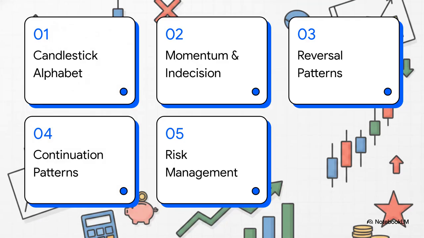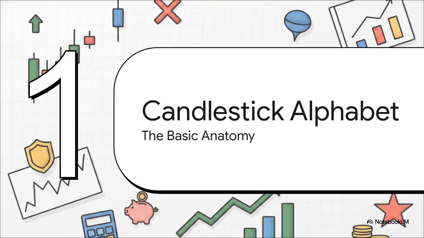All right, here's our roadmap for today. First, we'll cover the candlestick alphabet. Second, momentum and market indecision. Third, powerful reversal patterns. Fourth, reliable continuation patterns. And finally, a risk management strategy to tie it all together. Okay, let's dive right into part 1, the candlestick alphabet.